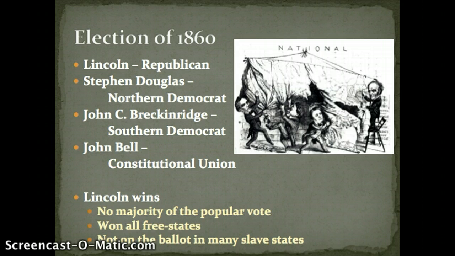Abraham Lincoln wins the election of 1860, and it's because of that win that Southern states will begin to secede from the Union, and we will eventually end up in the Civil War. Lincoln wins under some strange circumstances. He has no majority of a popular vote, meaning that there was not a majority of people in the United States that voted for Abraham Lincoln. He won the election by not having at least 50% of people voting for him. He had won all of the free states, all of the northern states, and had won none of the southern states. He actually didn't even appear on many of the slave states' ballots.